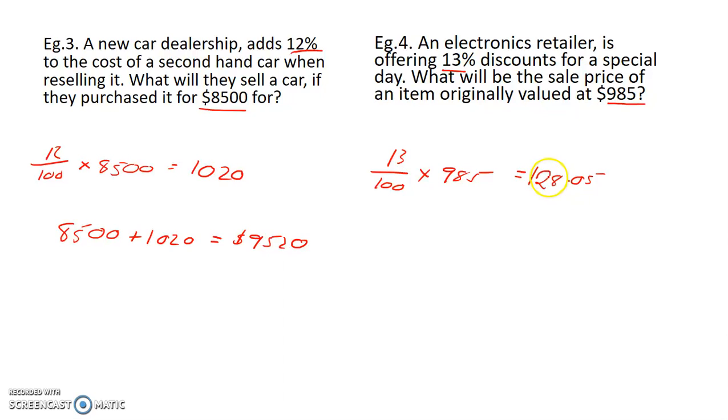It's had that 13% taken off of it. So it started off at $985 and we have taken a value of 128.05 away from it, giving us a final value of, I'll quickly do this on the calculator, which gave me a value of $856.95.